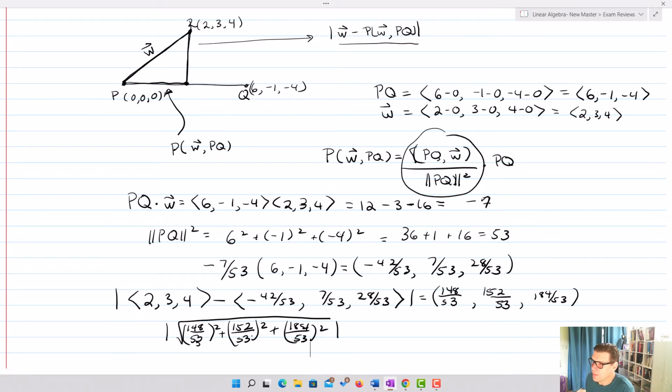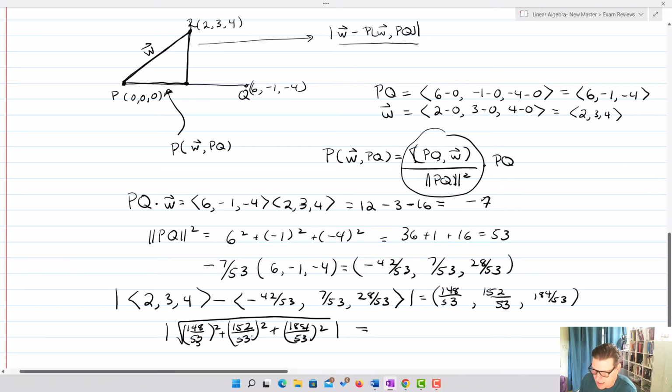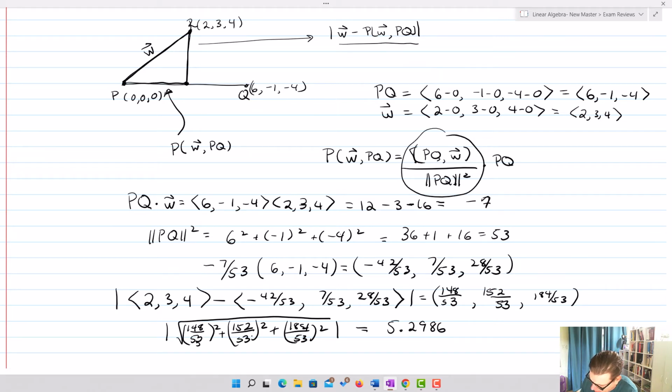Or you can just put it obviously over 53. And we go through and we do that math. That ends up equaling 5.2986 if we go down to 4 decimal places, and there we go.